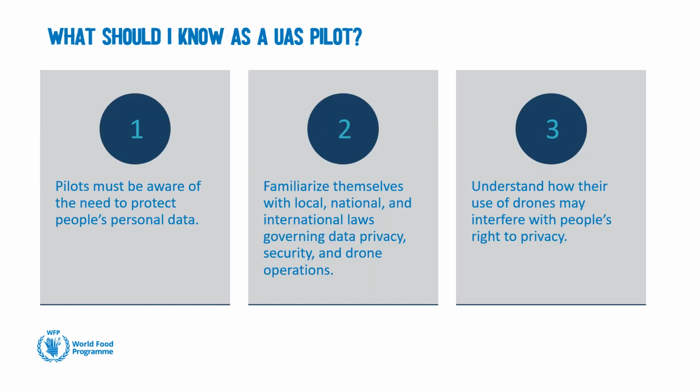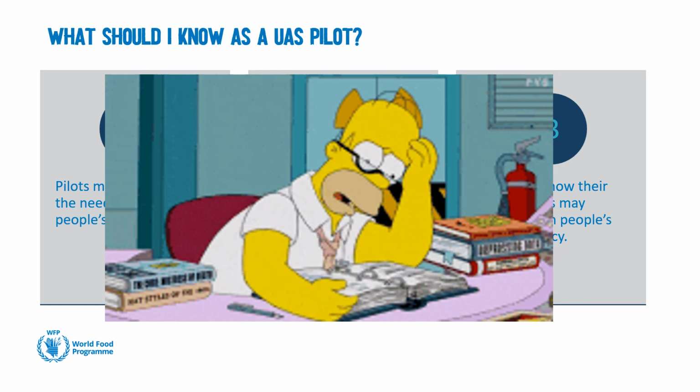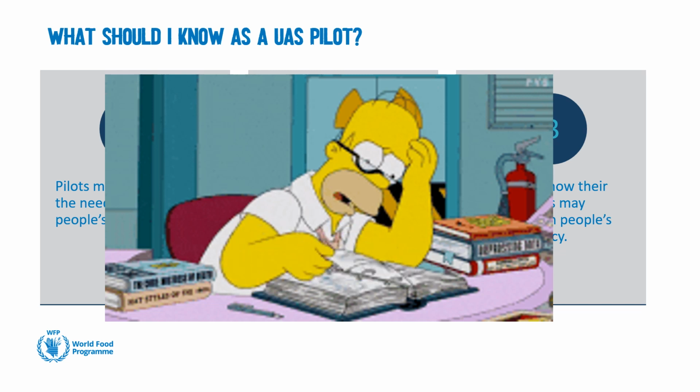What should you know as a drone pilot then when it comes to data protection and the right to privacy? Number one, pilots must be aware of the need to protect people's personal data. That is the most basic understanding that we need to have when we're flying our drones. We also need to familiarize ourselves with any applicable local, national, international laws that govern data protection, data privacy, security, and drone operations. This is part of any sort of training, drone training, license training that we need to take. So hopefully as a drone pilot, we should be familiar with these regulations and these frameworks. And finally, we should understand how our use of drones may interfere with people's right to privacy. So basically put number 1 and 2 into action and ensure that we respect people's privacy.